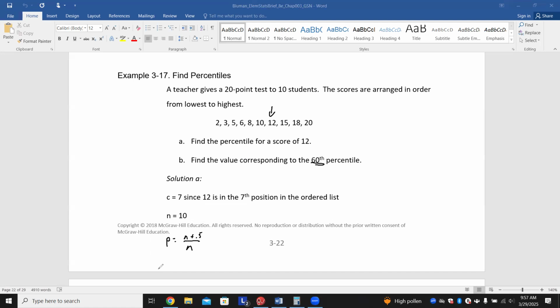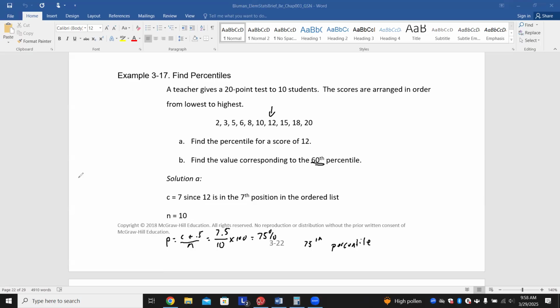Our p then would equal, again, (c plus 0.5) divided by n. I think this is on your work already, but just so we have it all together. So my p then is 7.5 divided by 10, and we have to multiply that by 100 as well. That comes out to 75%. So I can see that the score of 12 would be in the 75th percentile for the value of 12.